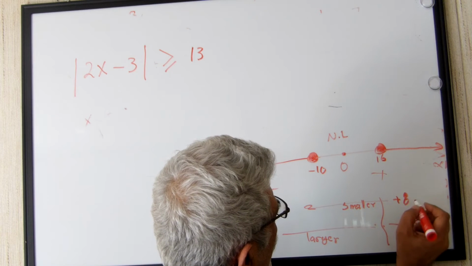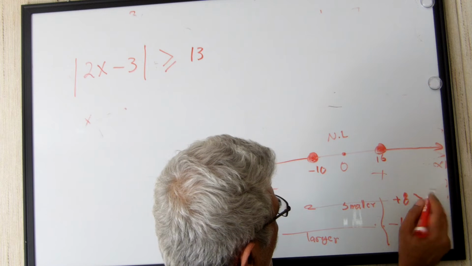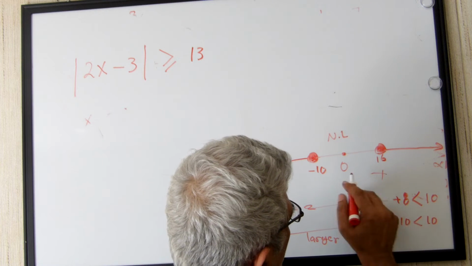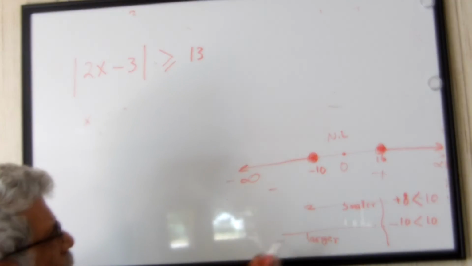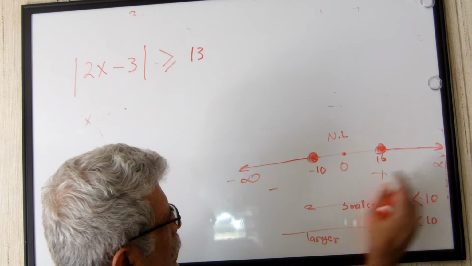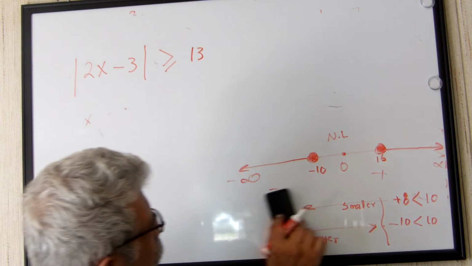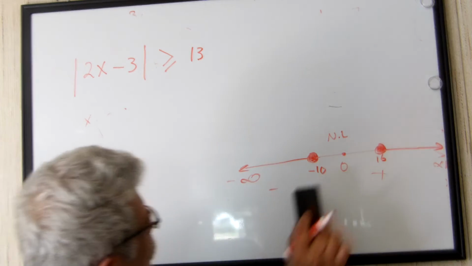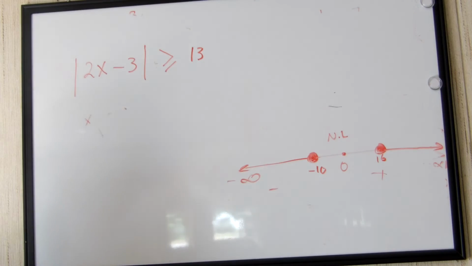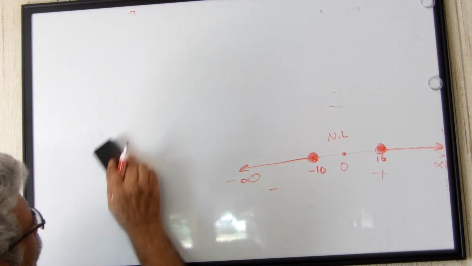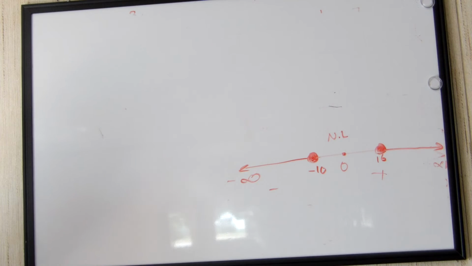Plus 8 is less than plus 10. I mean, the numbers are getting larger this way, and this is smaller. And if you doubt something, then just draw this. So let's solve an example.